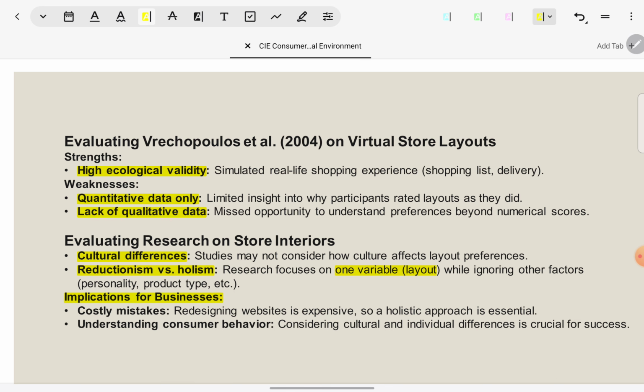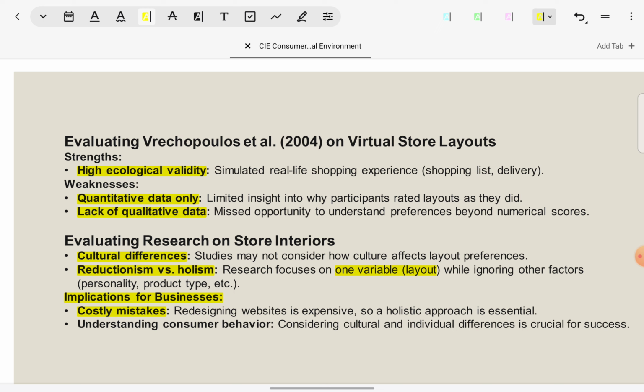Again, if we talk about application to everyday life, or what this implies for retailers, one, they should be careful in designing websites. Designing and redesigning websites is expensive. Supposing they just look at physical stores, in that grid layout works best, so they make a grid layout in their virtual store. It might not work as well, which is why they might have to redesign it, and this can prove to be costly.